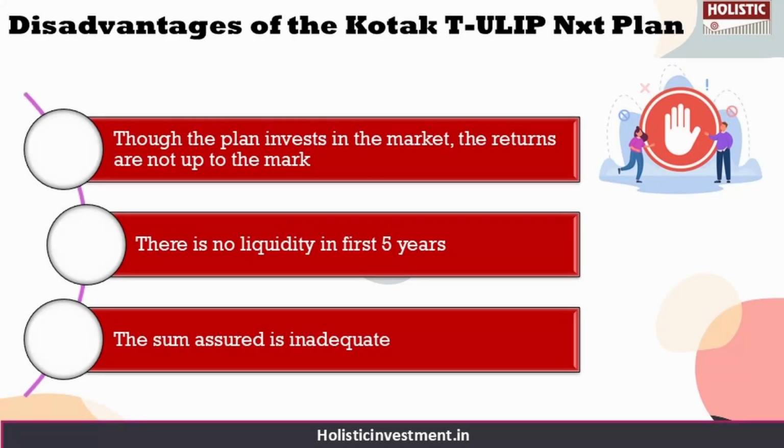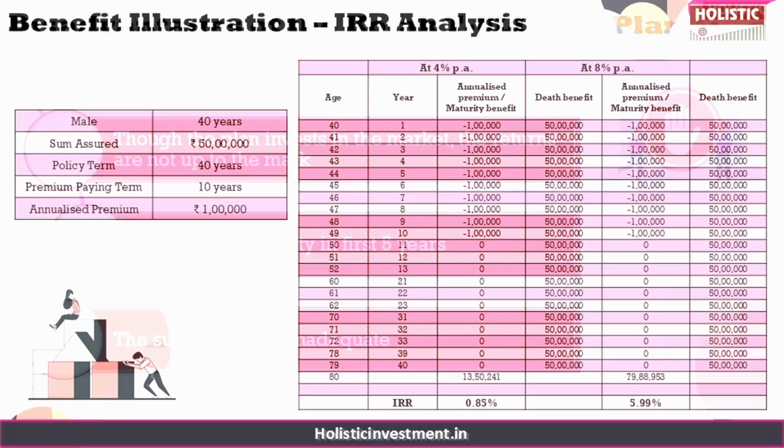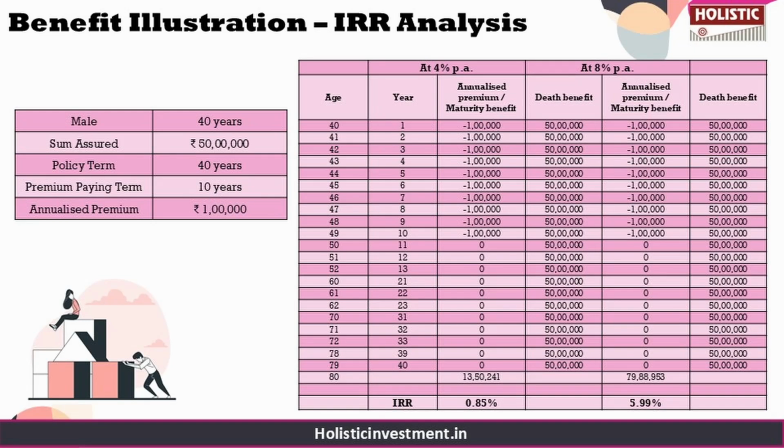Some of the disadvantages are: there is no liquidity in the first 5 policy years. Though the plan invests in the market, the returns are not up to the mark and the sum assured is inadequate. So these are some drawbacks that you need to keep in your mind before deciding to invest in this policy. And if you want to know more about certain aspects of the policy, you can definitely go through the policy brochure. Now, as we have a basic understanding about this policy, let us move on to the analysis part of the video, where we are going to analyze the IRR of this policy by calculating the internal rate of return of the benefit illustration given in the policy brochure to help us make a more informed decision.